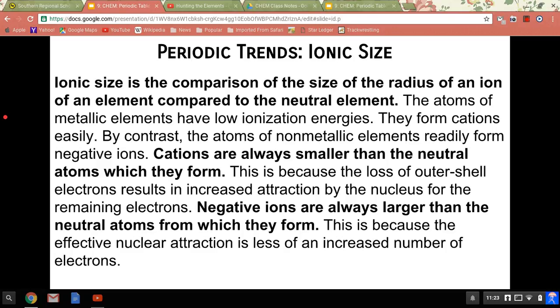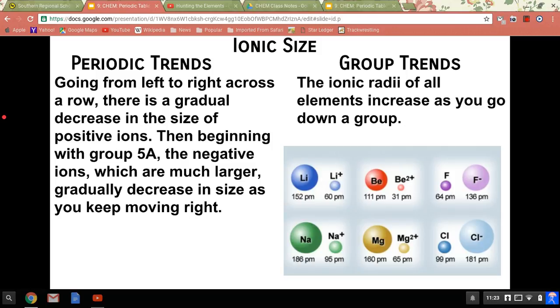So you're adding another electron to the electron cloud, and it's moving around all crazy, and they're trying to spread out, making the atom a little bit bigger. So cations are always smaller. Negative ions, your anions, are always larger than the neutral atoms from which they come.